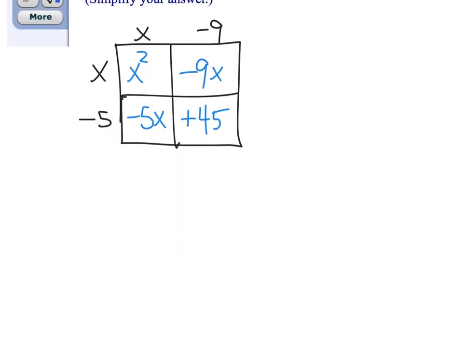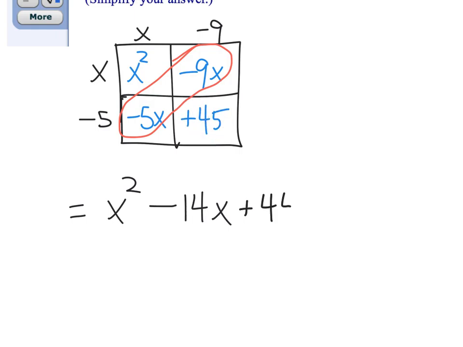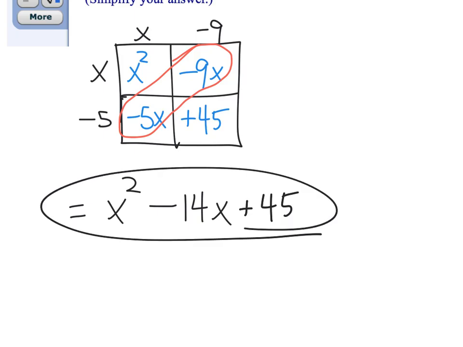So what are our terms when we simplify? Well, the x squared has no like terms, so it's going to be x squared. But we can see these two right here are like terms. So you have negative 5x plus negative 9x, which equals negative 14x. And then the 45 has no like terms, so it's plus 45 right there.